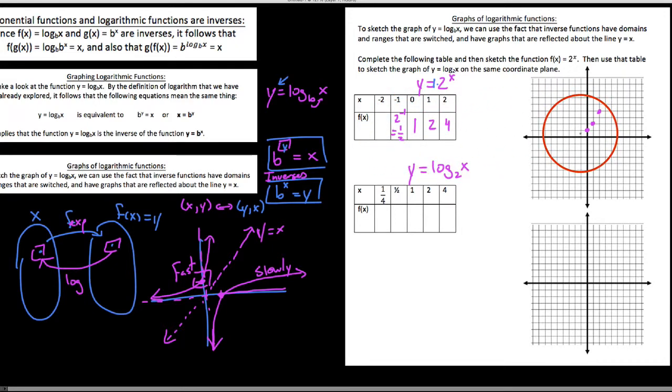So we say at negative 1, we're at a half. And if we were to do 2 to the negative 2, we get a positive fourth here. So we know that this has an asymptote right there on the x-axis. We say y equals 0. And so here is our y equals 2 to the x graph that is growing more and more quickly.